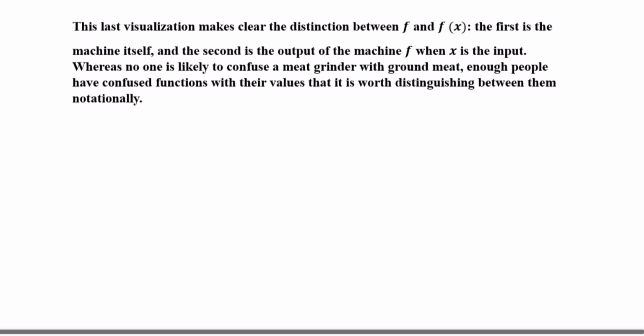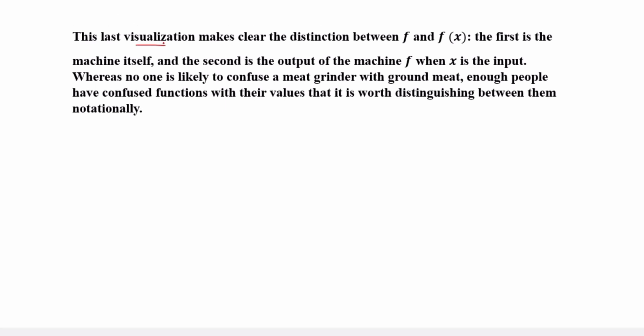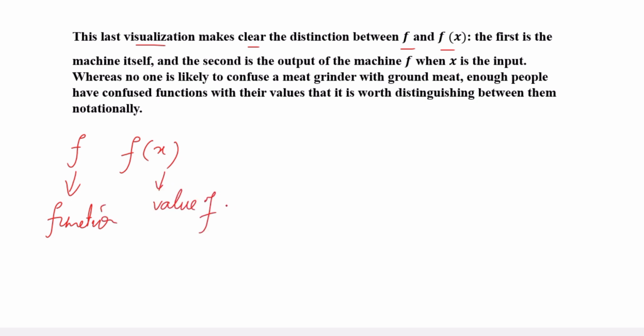So in the last paragraph, the last visualization makes clear the distinction between f and f of x. The second thing in this paragraph that is important, that may be a confusing point for students according to the author. The author wants to say that the first thing, f, represents a function, and f of x represents the value of the function at x.